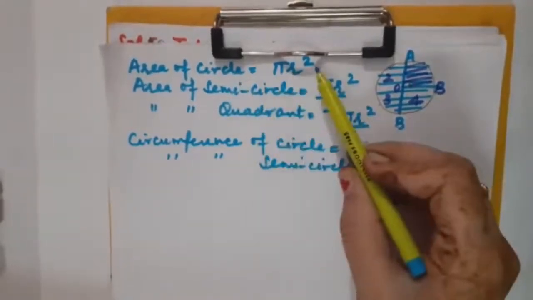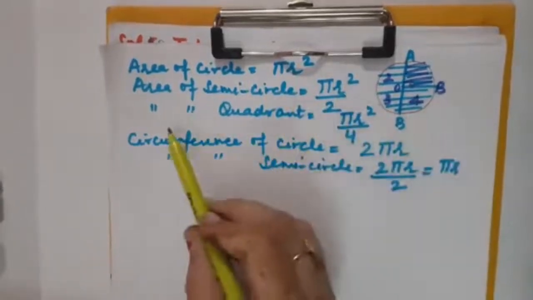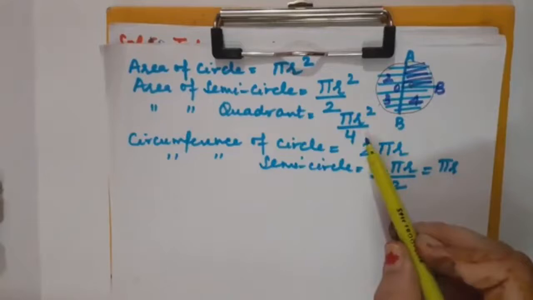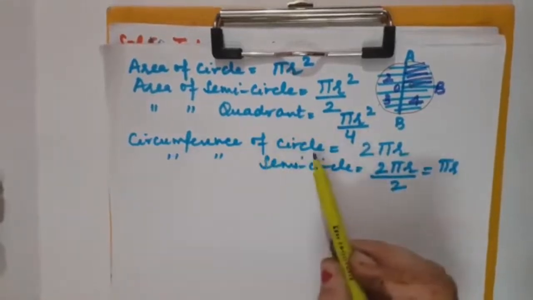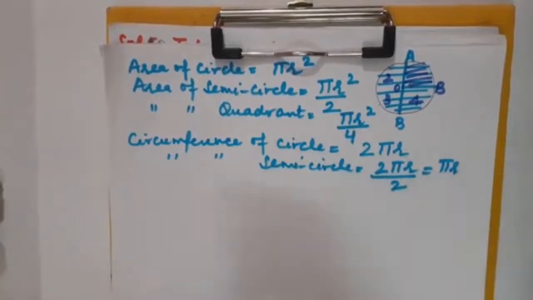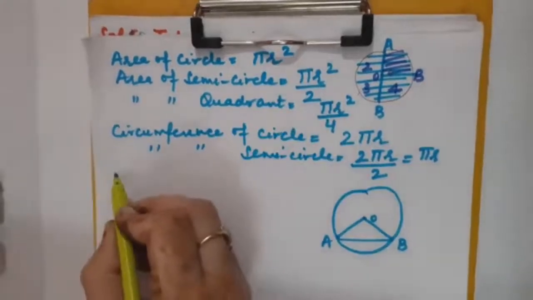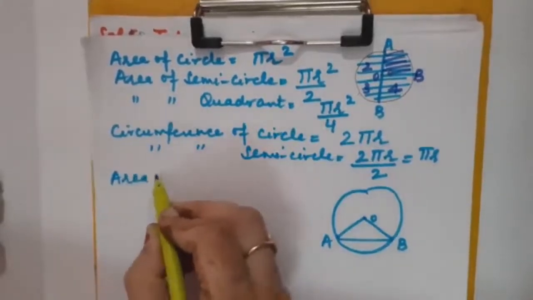This is very simple. So let us revise the formulae once again. Area of circle is pi r square. Area of semicircle is pi r square by 2. Area of quadrant is pi r square by 4. Circumference of the circle is 2 pi r. Circumference of the semicircle is pi r. Clear?